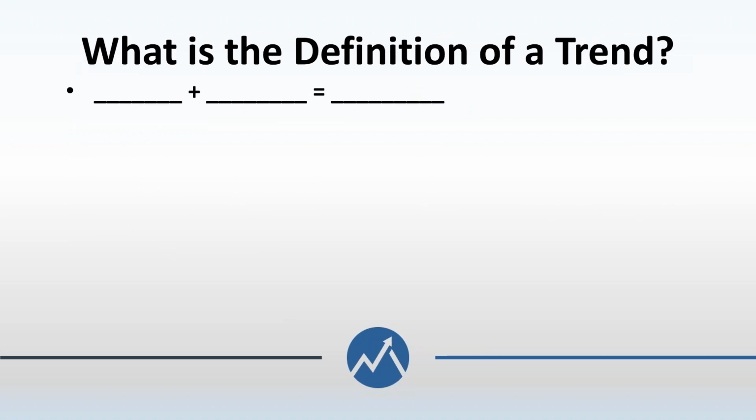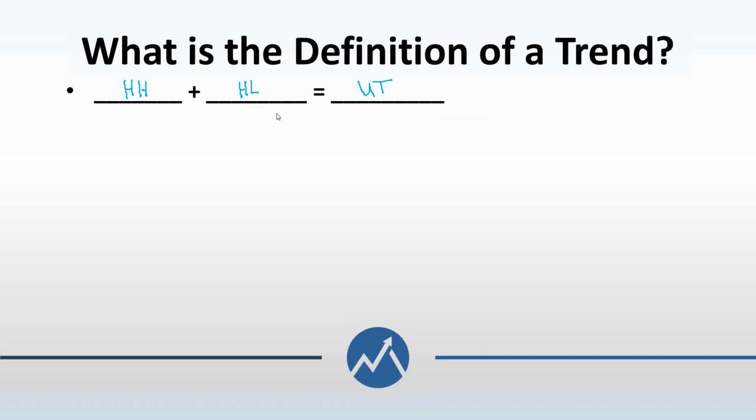All right, so that being said, what is the definition of a trend? What is the definition of a trend? Well, the way I explain it to people is I always tell them to look at it like an equation. So let's say we want to find an uptrend. If we're going for an uptrend, then what we have to have is a higher high plus a higher low.